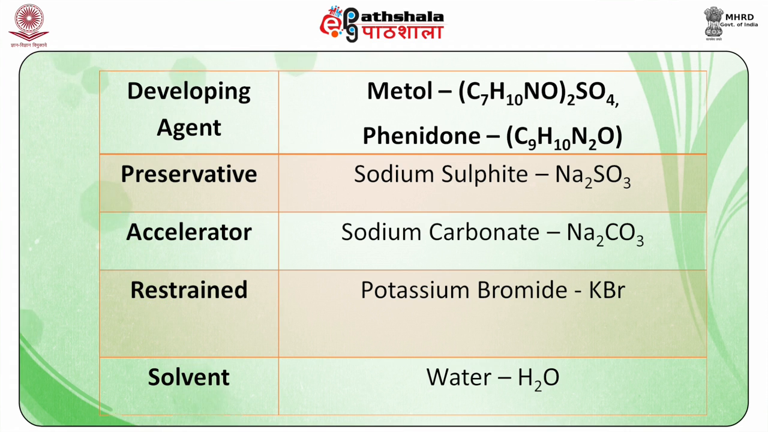Restrainer: this chemical stops or controls the vigorous chemical reaction and thus protects the unexposed silver from being attacked by the developing agent and thus stops the fog formation, with potassium bromide. Then is solvent. All the chemicals described above are of solid form, so for homogeneous mixing, a solvent is required, which is generally water.